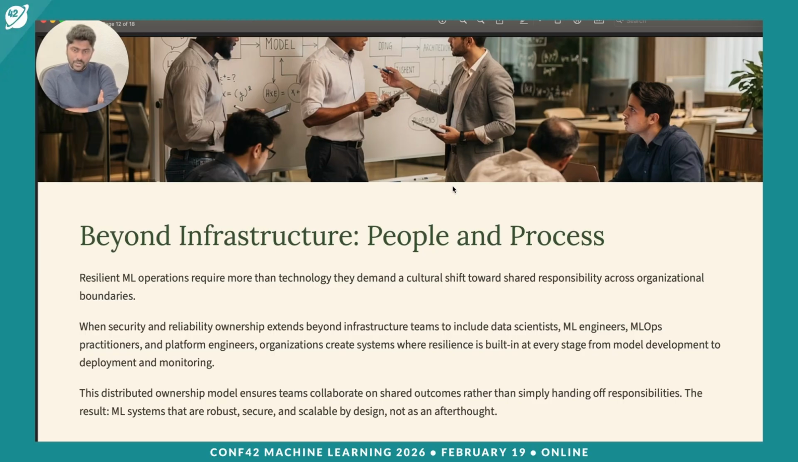This distributed ownership model ensures teams collaborate on shared outcomes rather than simply handing off responsibilities. The result: ML systems that are robust, secure, scalable by design, not as an afterthought. And this has to be, as we were talking about, high availability, performance, benchmarking, security, availability, scaling, right? These shouldn't be an afterthought. These should be considered during the design and planning phase.